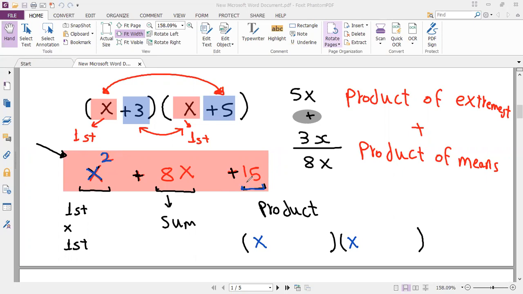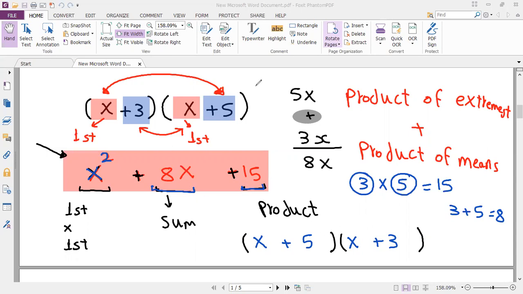And what is this 15? This 15 is the product of 2 numbers. The product of 2 numbers is 15. And the sum is 8. So I'm searching for 2 numbers. Their product is 15 and their sum is 8. What are they? The 2 numbers are 3 and 5. When multiplying them, 3 times 5 equals 15. And when adding them, 3 plus 5 equals 8. So I'm going to write here plus 5 and here plus 3. And if you checked it out and multiplied the 2 expressions here, you would get x squared at the very beginning, and at the end you will get 15, and in the middle you will get 8x.